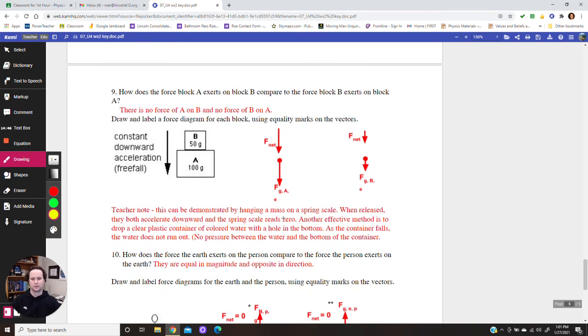This one we can go through. Number 9, how does the force on A on B? There's no force of A on B and no force of B on A. This is in constant downward acceleration, free fall. There is a net force down.